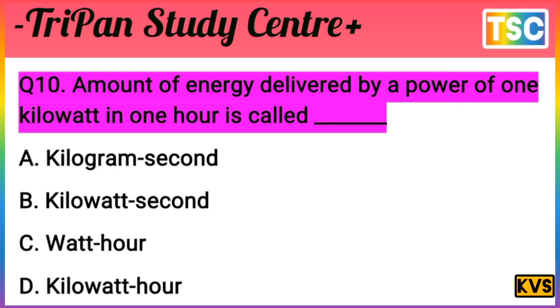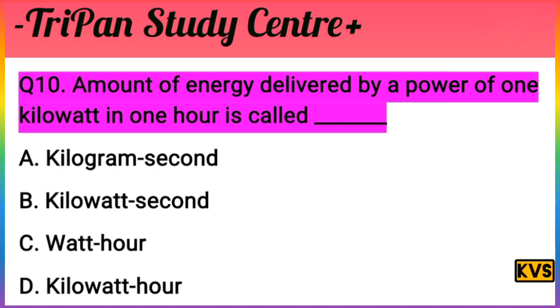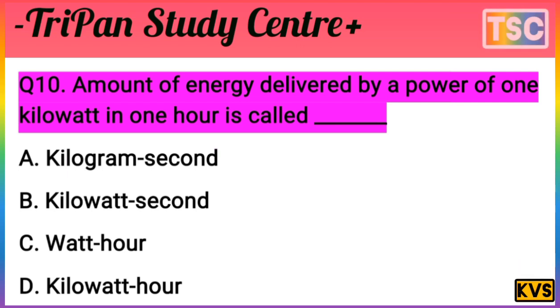Let's see what the answer for this question is. The question is clear: the amount of energy delivered by a power of 1 kilowatt in 1 hour is called. I already rejected kilogram second and kilowatt second because the examiner asked about 1 hour, not a second. So A and B are rejected here. So only C and D remain.